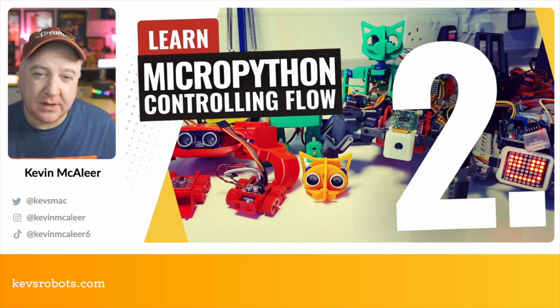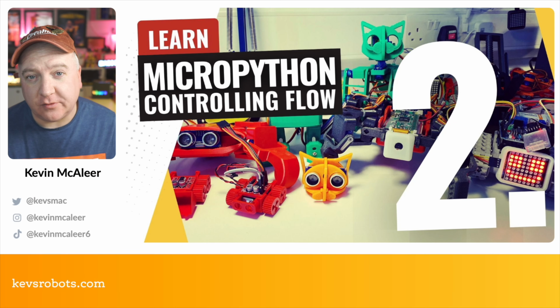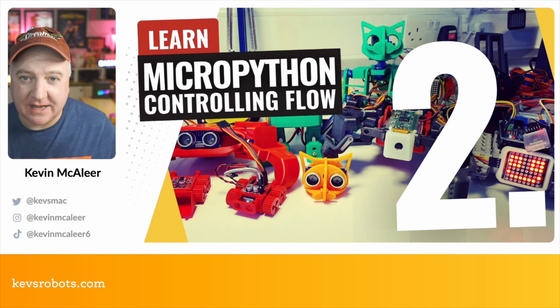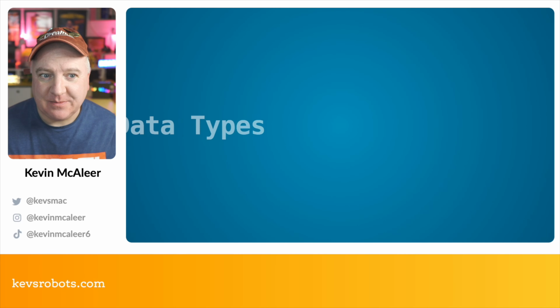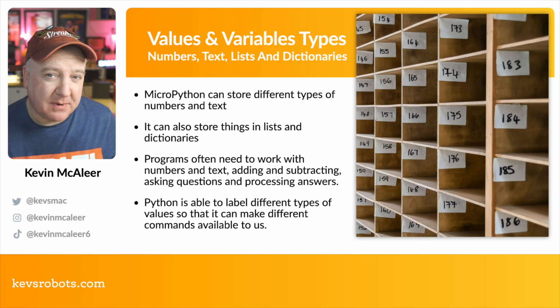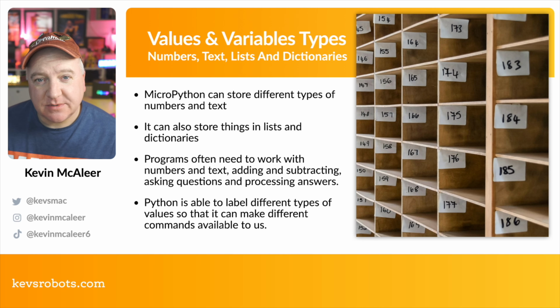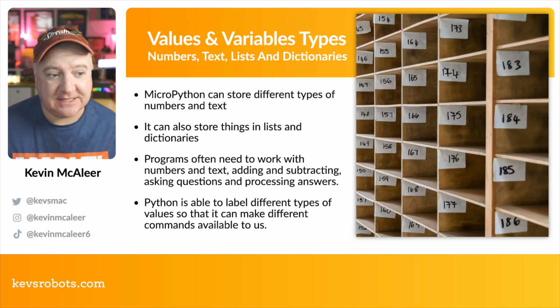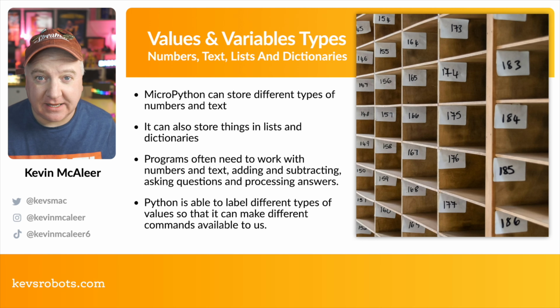So in this part we're going to be looking more at how we can control the flow of our programs and use things like loops, and also look at variables and data types as well. So let's have a deeper dive into this. So values and variables. We can store lots of different things in MicroPython. We can store different types of numbers and text, and even our own creations, our own classes of things. We'll have a look at those in a slightly later episode though.